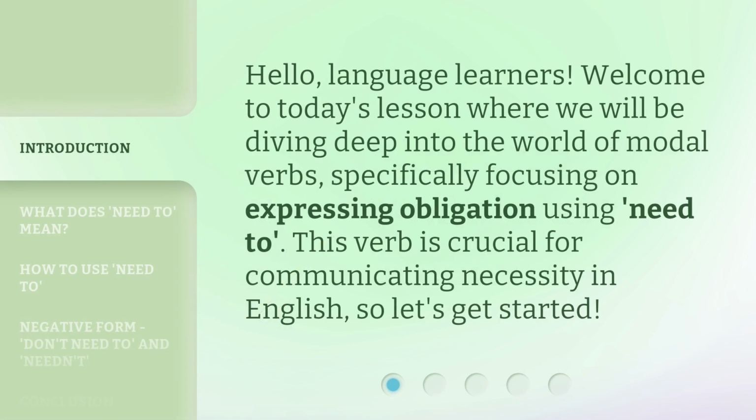Hello, language learners. Welcome to today's lesson where we will be diving deep into the world of modal verbs, specifically focusing on expressing obligation using need to. This verb is crucial for communicating necessity in English, so let's get started.